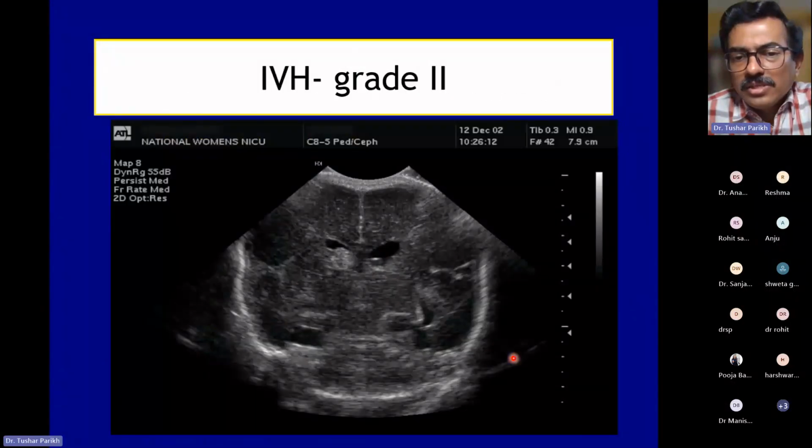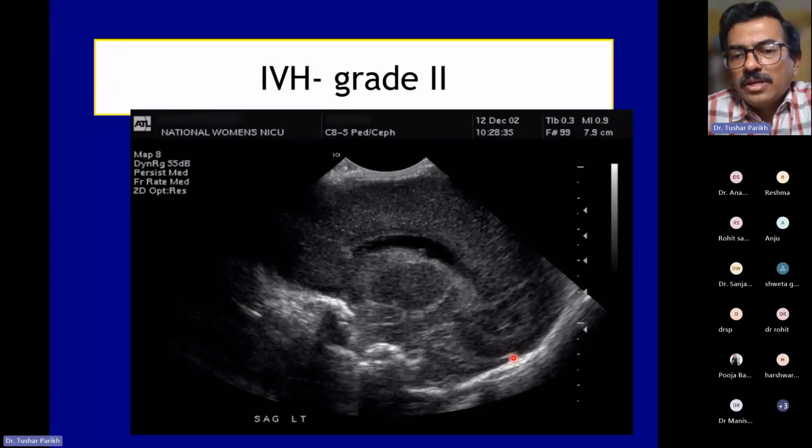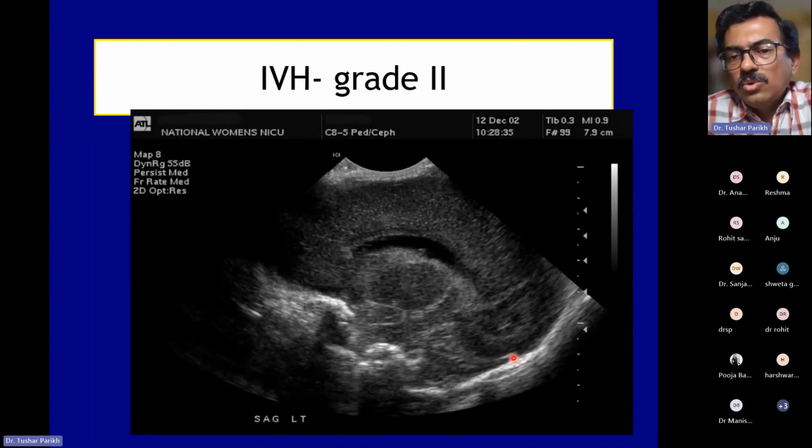Say for example, in the coronal section in the brain, you find some bump on the right side in the interventricular area, and this is the third image, and here as you can see there is a bump. So here again you take a sagittal view and confirm that that particular bump that you're finding is indeed a grade 1 or grade 2 hemorrhage. Now here in this sagittal section, you're able to see the blood which is there in the ventricular cavity, and therefore it is a grade 2 IVH.